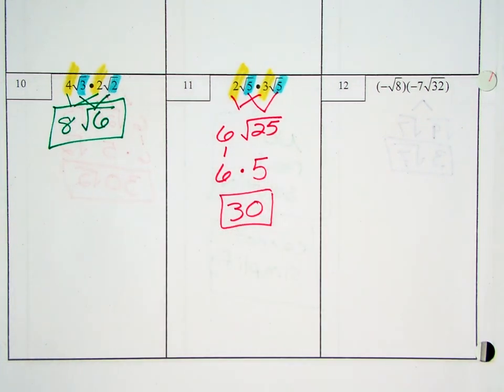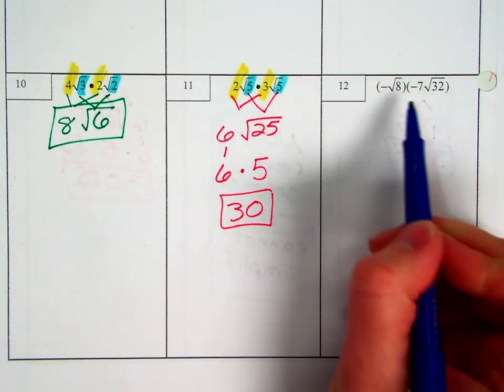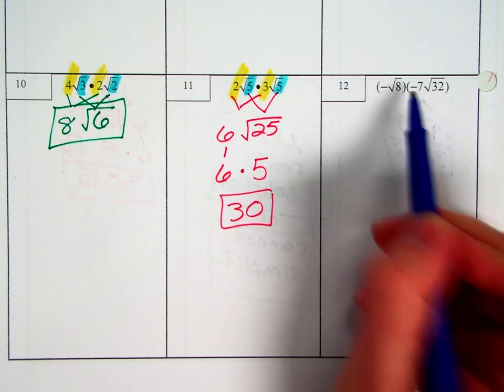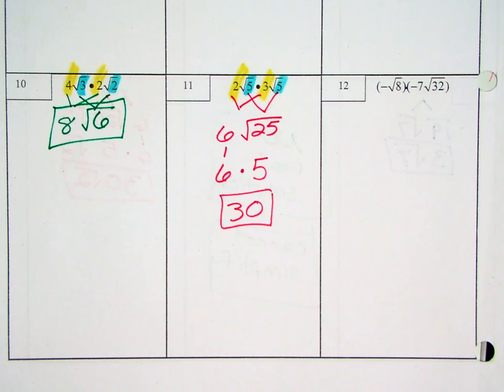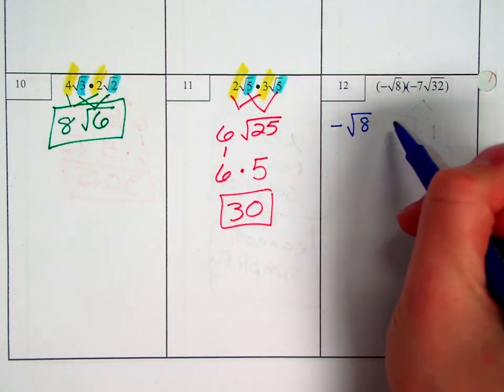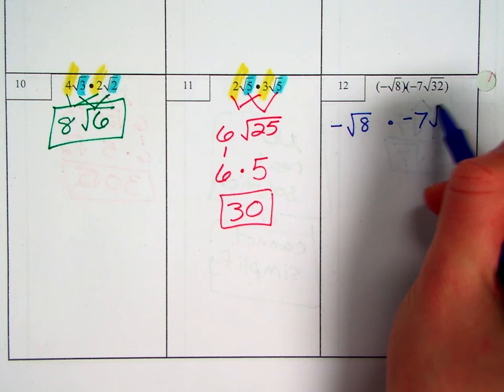Now, number 12 to me is probably the most difficult one from this homework, and it's because you need to be careful about how this looks. I know that there's parentheses in between them, but remember, whenever we had parentheses next to parentheses before, it really just was a fancy way of saying multiplication. So really, this is just saying negative square root of 8 times negative 7 square root of 32.